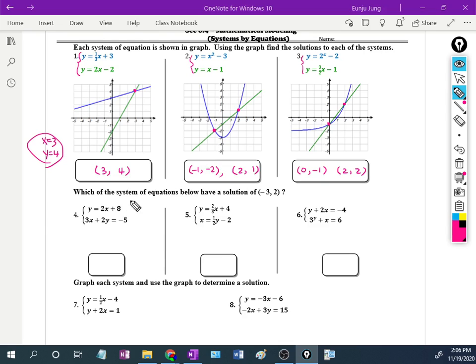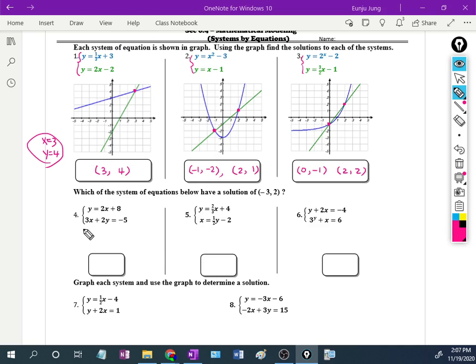Next question, which of the systems of equations below have a solution of -3 and 2? You may see this kind of problem on multiple choice a lot. We want to check if the system of equations is working with this solution, and we need to check both of them. If both of them work, we will say yes, it is a solution for the system. If one of them is not satisfied, we will say no, it is not a solution for the system.